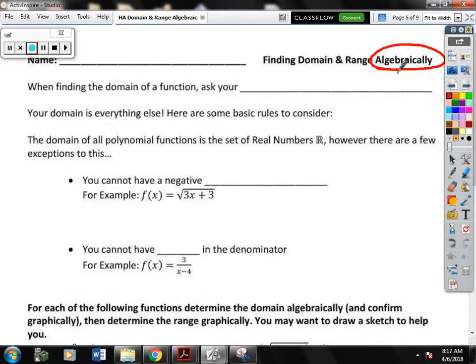So when finding the domain of your function, you want to ask yourself what values can't be in the function. I shouldn't say function, let's say equation, because we know some of them aren't functions. Right. What restrictions do we have?